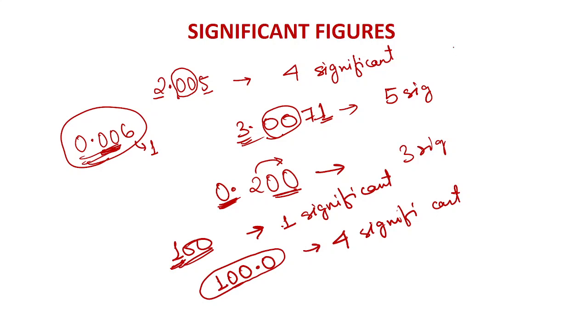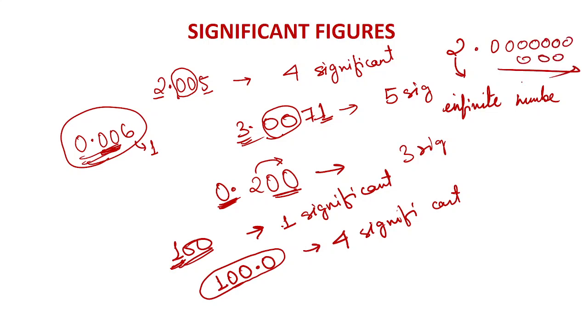Similarly, pure numbers like 2, if it is given only 2, then this has an infinite number of significant figures. Why? Because 2 can be written as 2.00000000000. In this way you can write it infinitely. So this has an infinite number of significant figures in this case. So these are your 4 rules for significant figures.